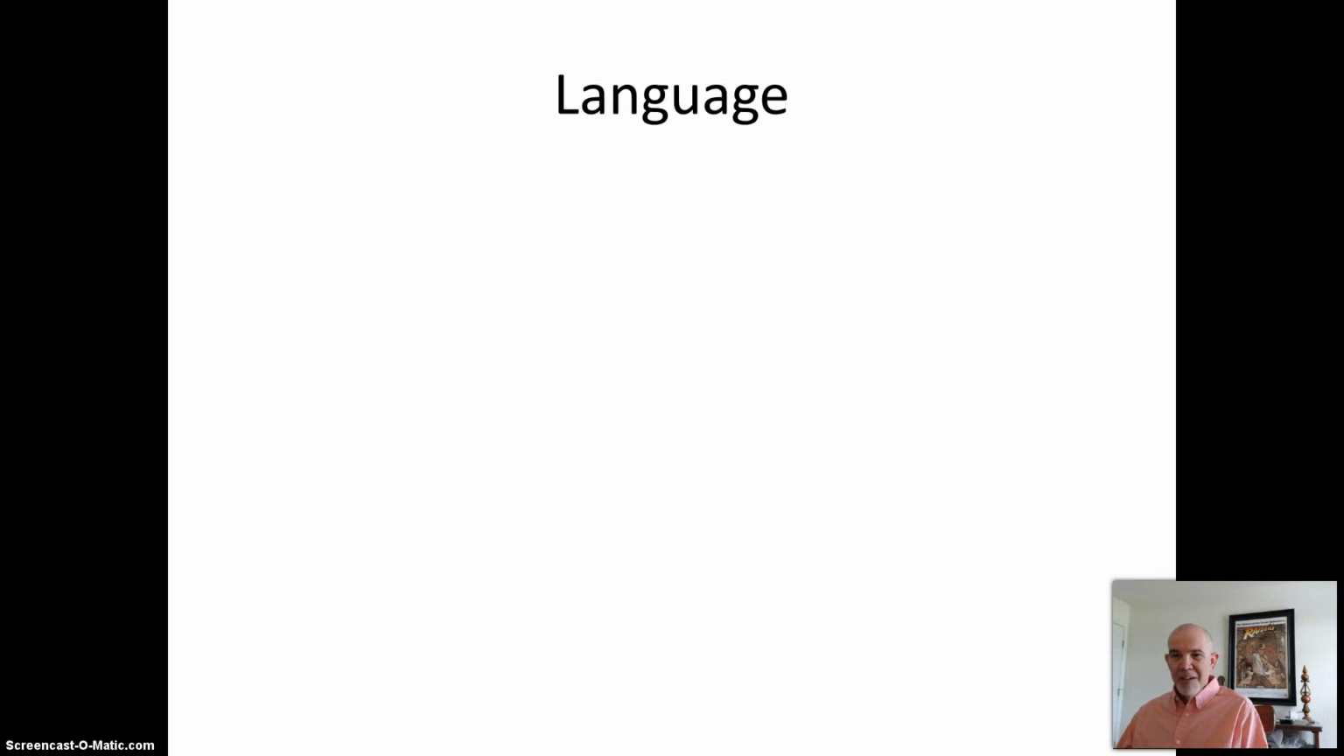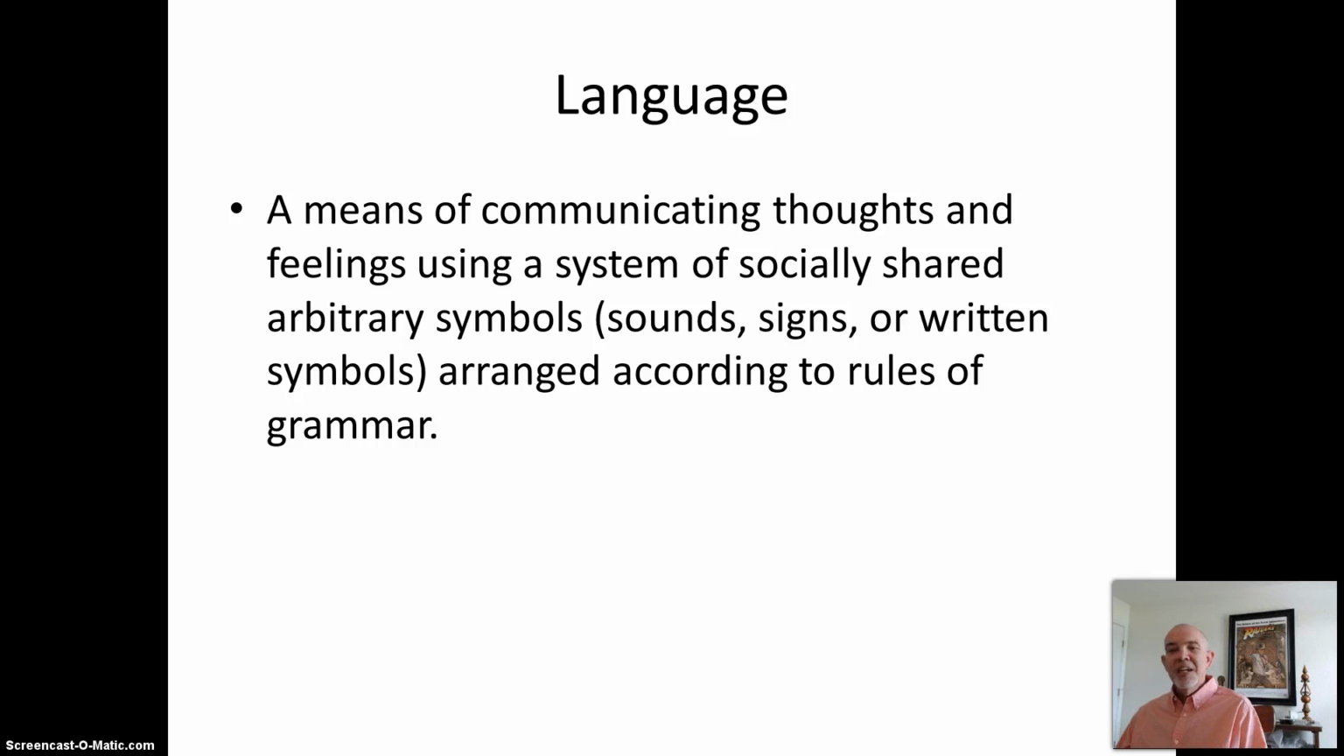Well, that's all for cognition. Let's move on to language. Language is defined as a means of communicating thoughts and feelings using a system of socially shared, arbitrary symbols, including sounds, signs, or written symbols arranged according to rules of grammar.